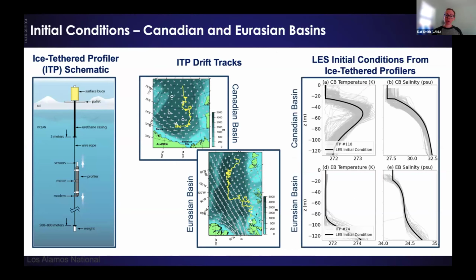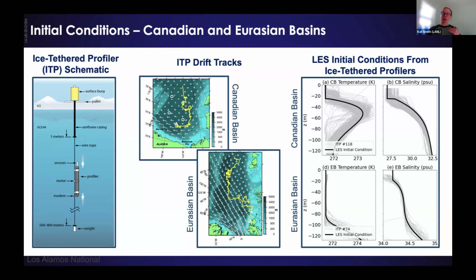So in the right-hand plot and the top panel, we see the Canadian basin, and all of the light gray thin lines are the profiles. We basically fitted a polynomial to that to come up with some kind of initial condition. And in the top panel, that's a year's worth of data that we're using to make the initial conditions. And it's relatively strong stratification for most of the year.